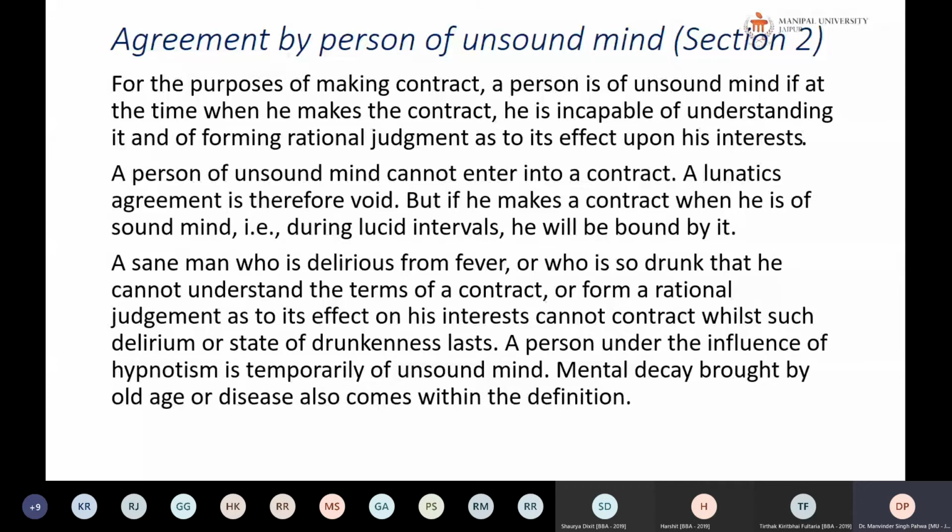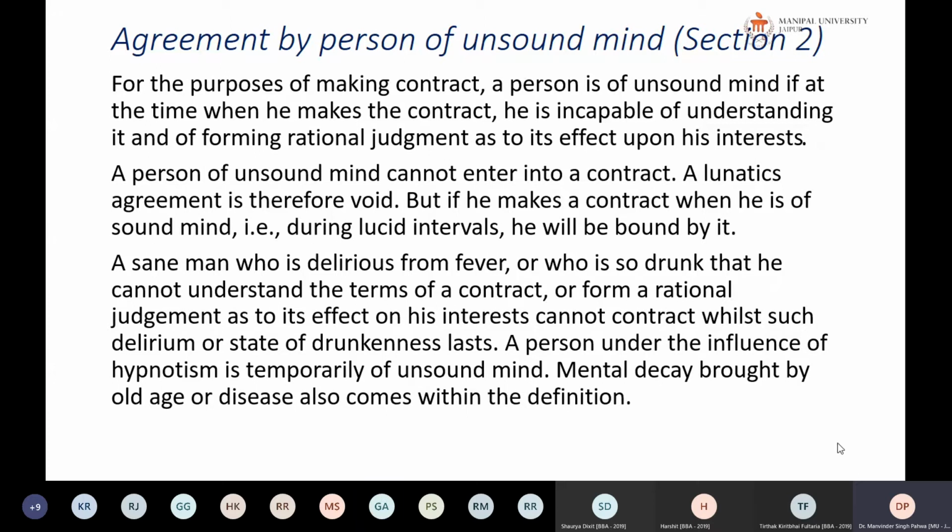Even when people are hypnotized, a person under the influence of hypnotism is also temporarily of unsound mind, because he will be totally under the influence of the person who is hypnotizing him. So at that time, any contract entered into will not be acceptable, or it will be void. Mental decay brought by old age or disease also comes under this definition. A person who cannot understand things because of old age or disease also comes into this definition, because he is not of a sound mind. He is not capable of entering into a contract.